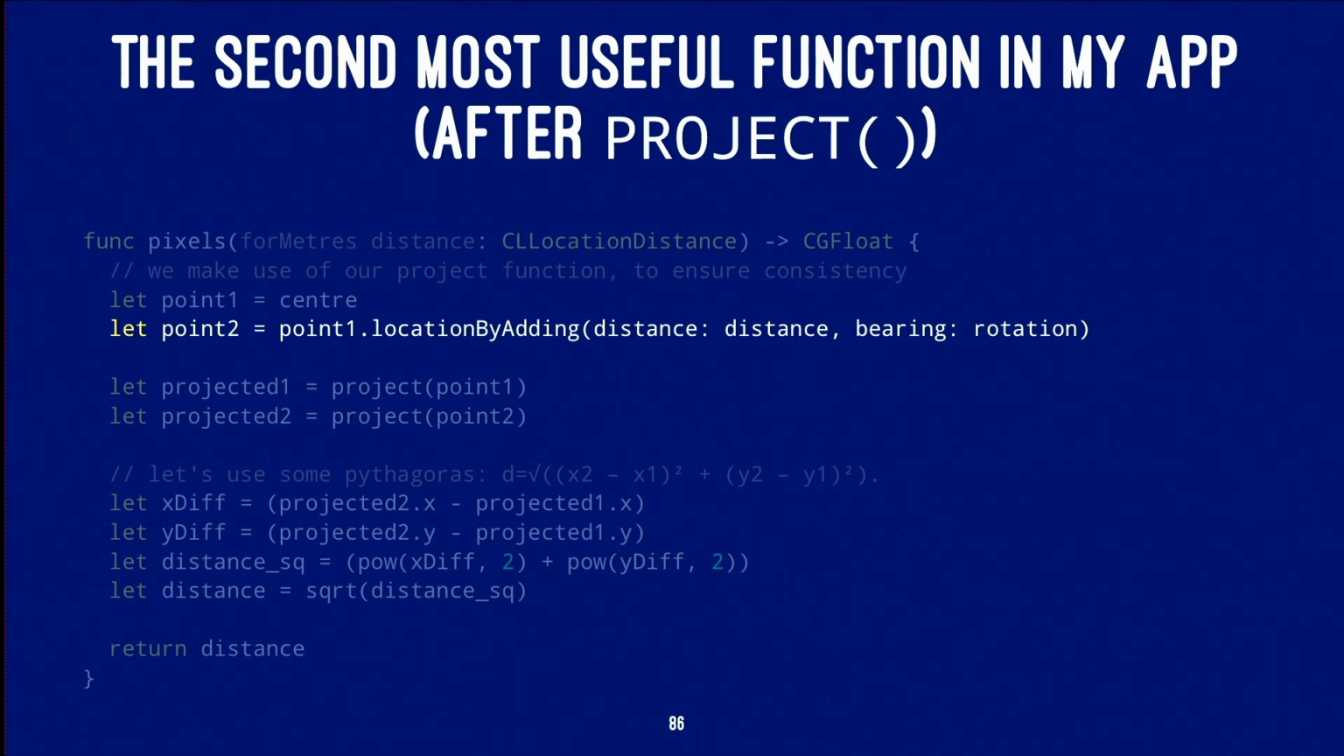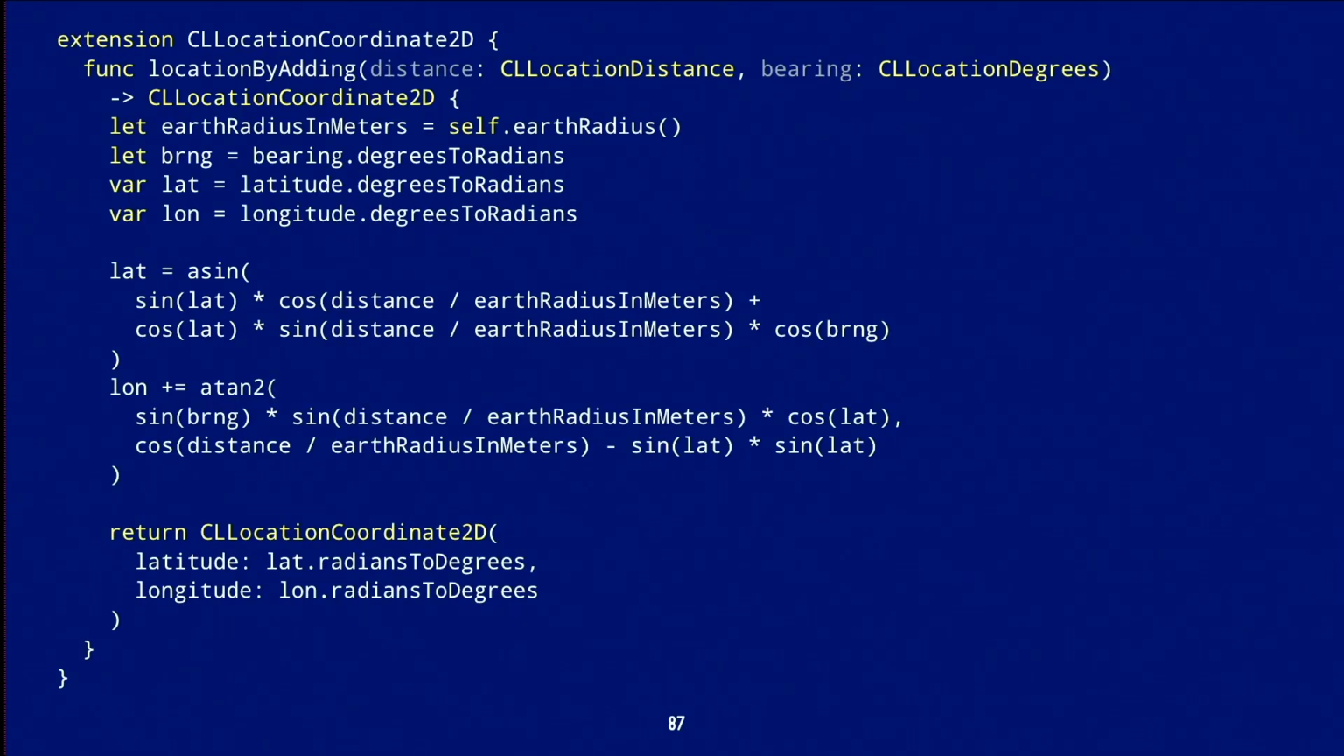So I've got this locationByAddingDistanceAndBearing. This is quite similar to the function that I showed you before when we were looking at the projection. I said this one works in coordinate space rather than map point space. And this time I'm going to show you the code for it. We start by making sure that we have all our angles in radians.